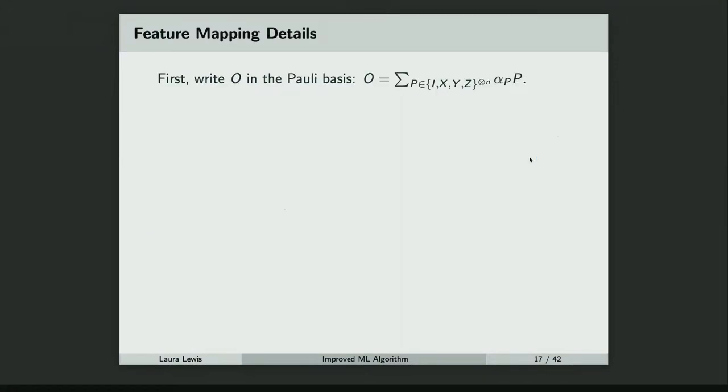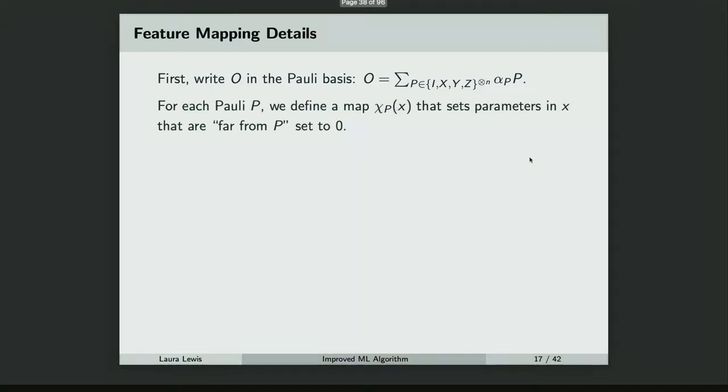Okay, so what are the actual details of how we implement this? So first we write our observable O, corresponding to the ground state property we want to predict, in the Pauli basis. So I said that O was the sum of geometrically local observables, and so we can write each of those geometrically local observables in terms of Paulis. So each of these Paulis here should only be non-identity on a few nearby qubits. And for each Pauli, we define some map, chi_P of x, that sets parameters in x that are far away from P to zero.